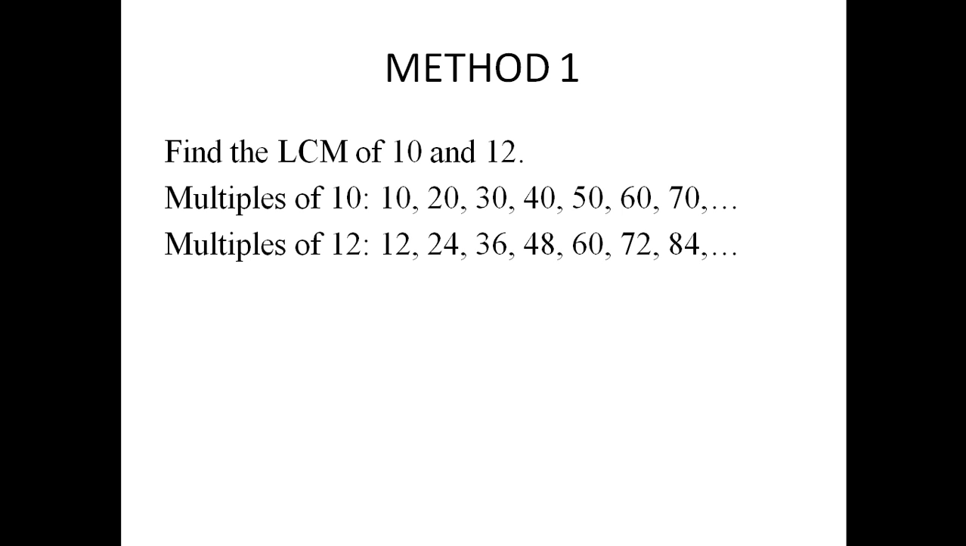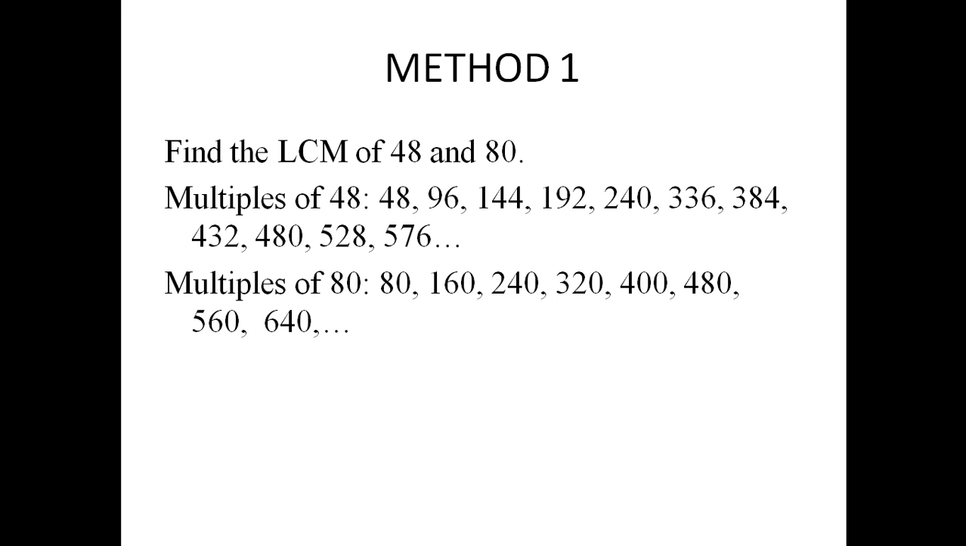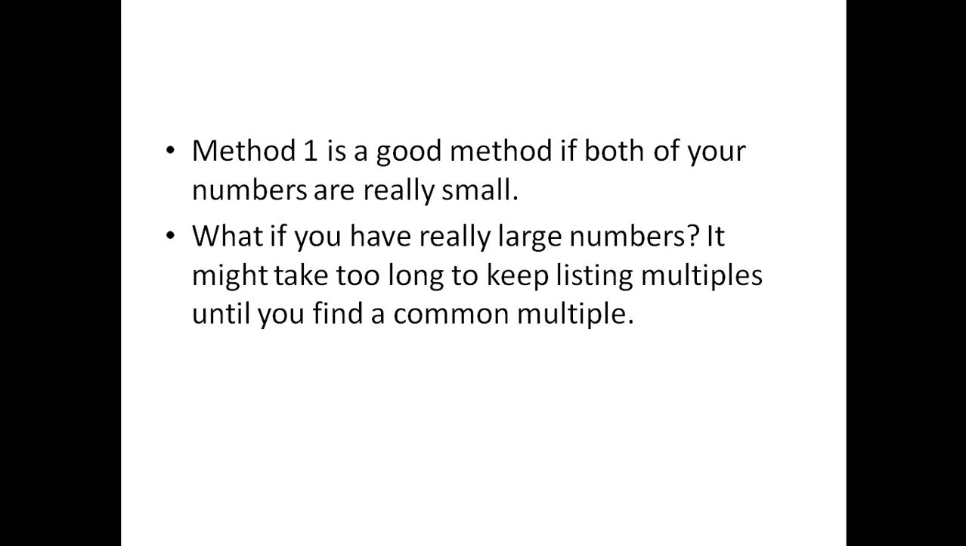We have taken the numbers 10 and 12. I have listed down the multiples of 10 and 12, and I have found that 60 is a common multiple that exists between them. Let us consider another example of finding the LCM of 48 and 80. I have listed down the multiples of 48 and 80. I have found that their common multiple is 240, which is the LCM of 48 and 80.